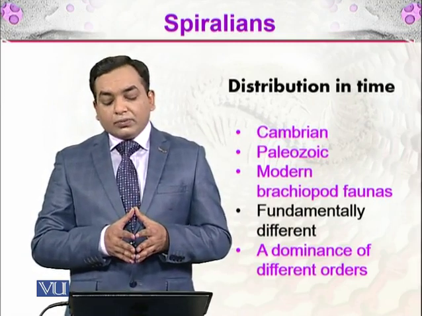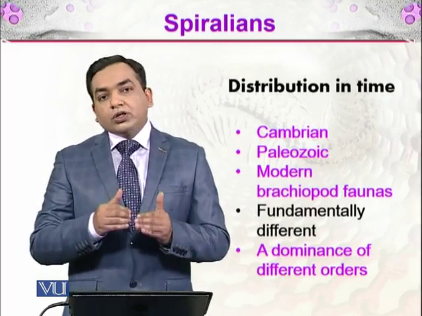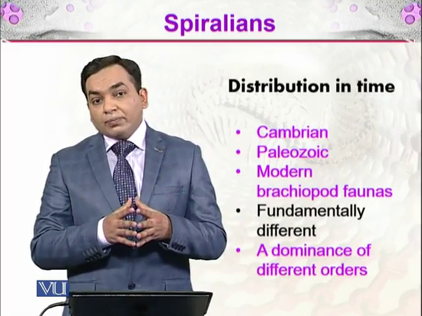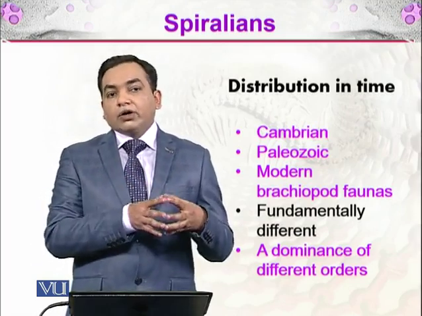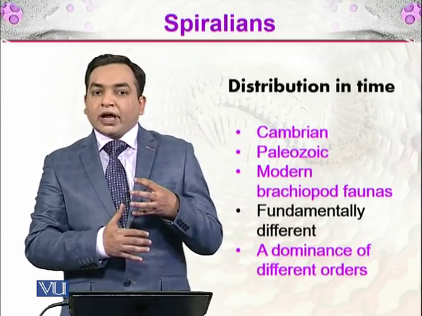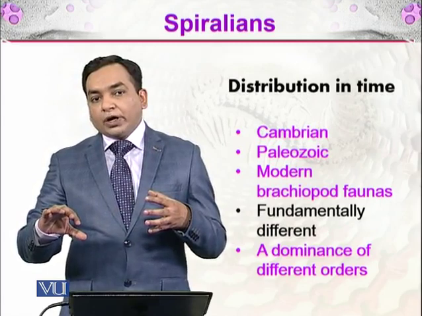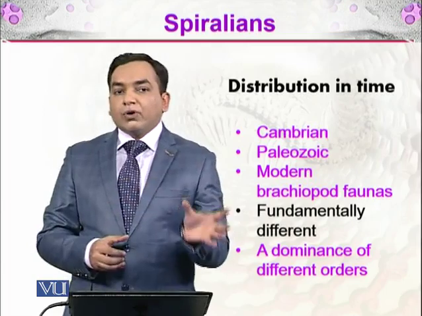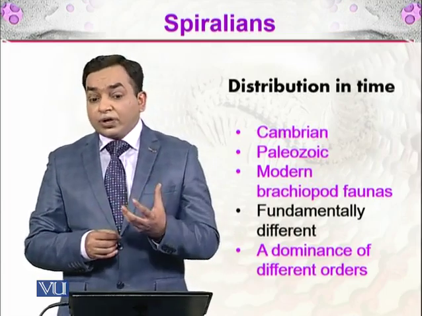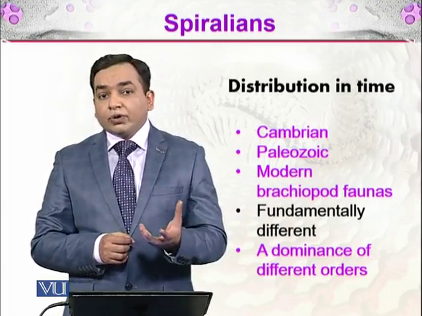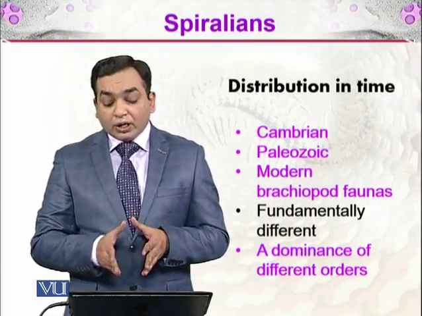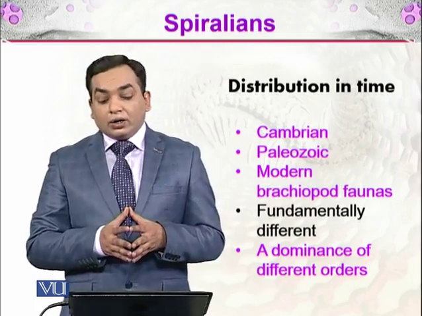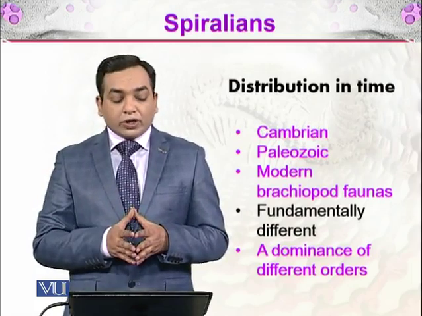These are fundamentally different because at different times there were many extinction events in between. So one time an organism is flourishing, but an extinction event happens, and then another type of brachiopod is diversifying there, and then it becomes extinct, and another type of brachiopod is diversifying and radiating from there. We will be discussing that as well. So dominance of different orders was happening in different eras of time, for example the Cambrian, Paleozoic, and modern eras.